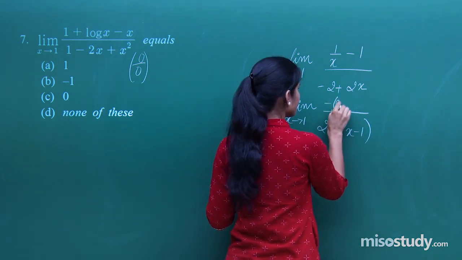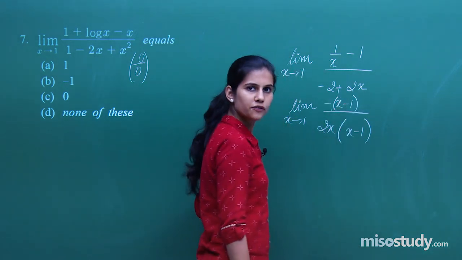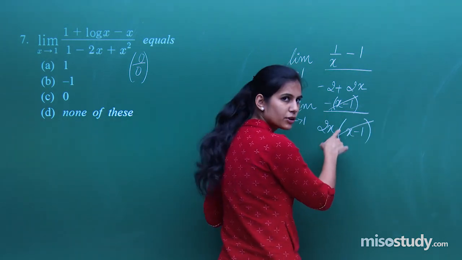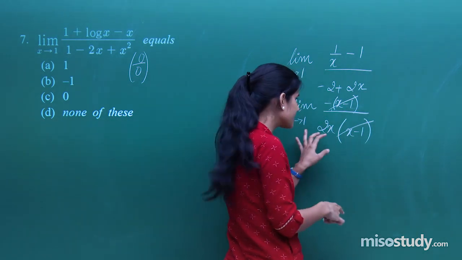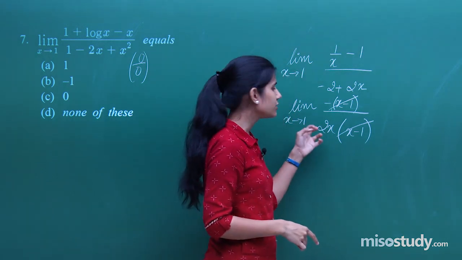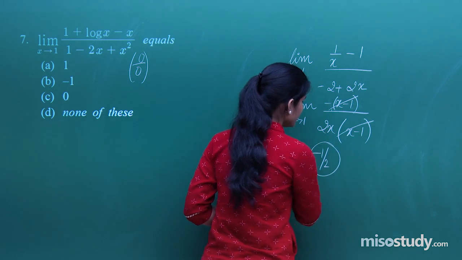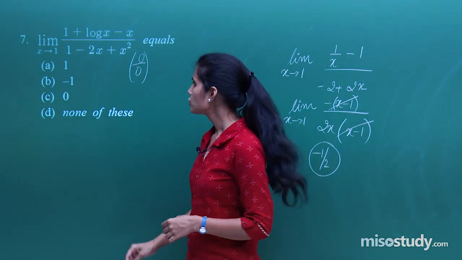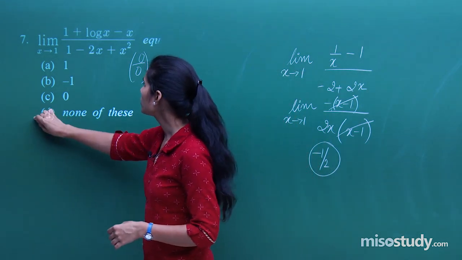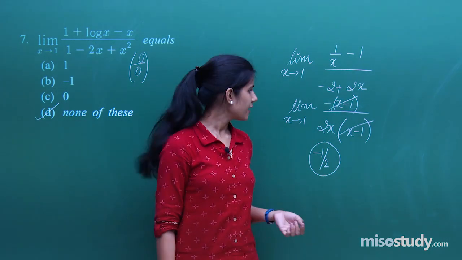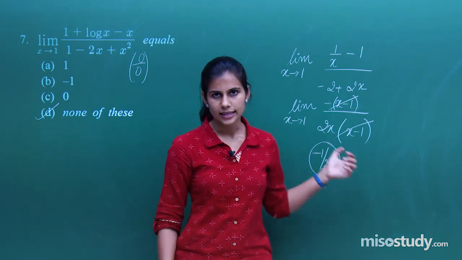Fine, and what you are left with is, because this is defined at x equals 1 and it is continuous as well, I am just going to incorporate x equals 1 in the denominator and get minus 1 by 2 as my answer. Clear? So minus 1 by 2 is the answer, which is not present in any of the options, so none of these is my correct option. Fine, that is how you evaluate this limit.